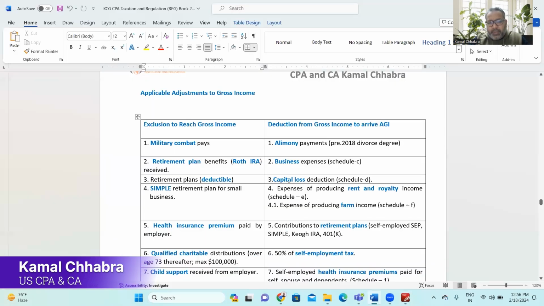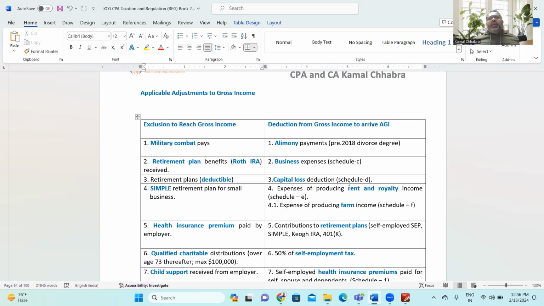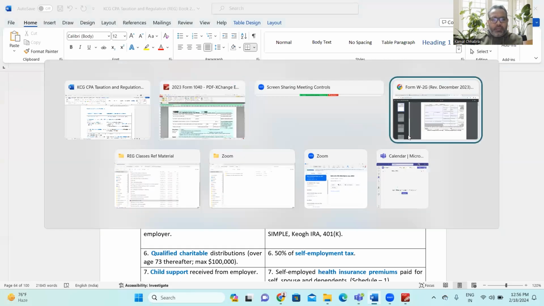In the same way, the capital loss deduction. If you have any capital loss that you are adjusting against the capital gain, that comes under the deduction from gross income. One side you have capital gain, that is your income, minus any capital loss you have. You can net that off, and that will go in Schedule D.